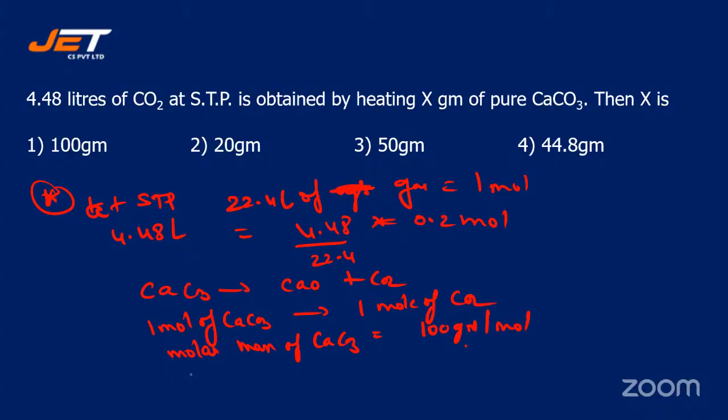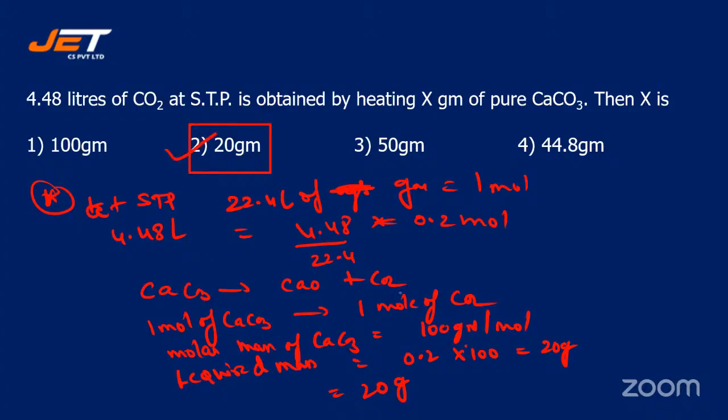So required mass is equal to 0.2, that is the number of moles, into the molar mass, that is equal to 20 grams. So the answer is 20 grams. Let us see whether our answer is correct or not. Yes. So did everyone understand this sum? If you have understood, please give a thumbs up, or else I will repeat how to do this.